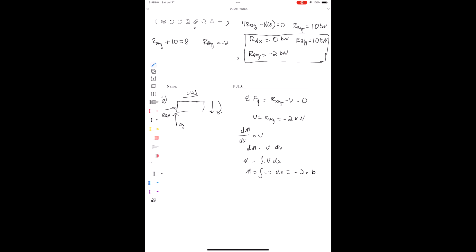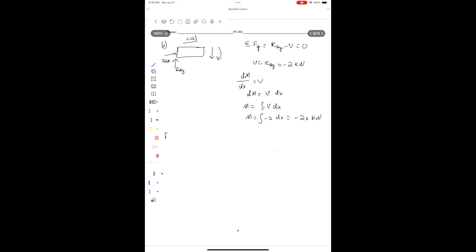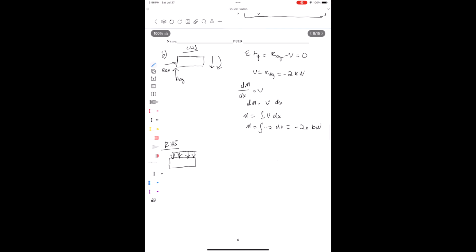And you end up with -2x kilonewtons as being our equation for the internal bending moment for the left-hand side. So let's go ahead and do the right-hand side now. This one's going to be a little bit trickier thanks to that distributed load. Move this over so it's a little bit easier to see.